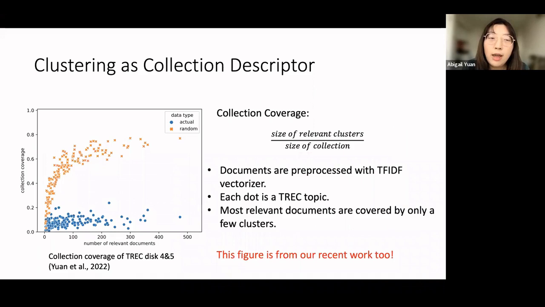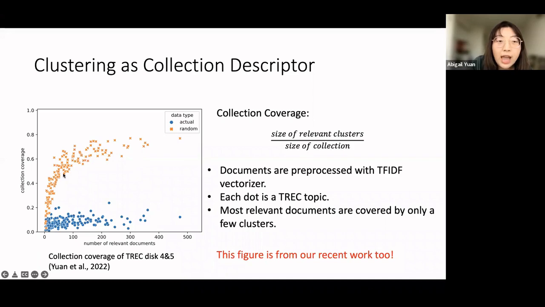And how can these stable clusters be used to describe contents? Well, we proposed a measure called collection coverage, which is the size of relevant clusters to a query divided by the size of the whole collection. If the coverage is small, that means the clusters are very effective at describing relevant documents to a query.